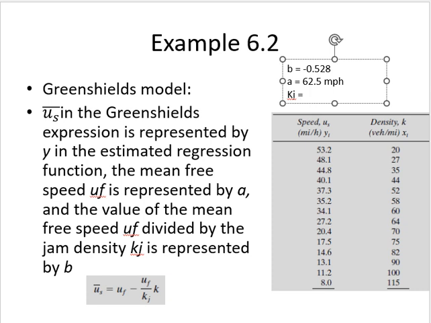So this is your B. B equals UF upon Kj. You already know UF. You have to find out Kj. This is A, this is B, right? A is UF. B is UF upon Kj. So when you found A, you found UF. You have to find Kj. How much? 118.44. What is Kj? Jam density. So vehicles per mile.